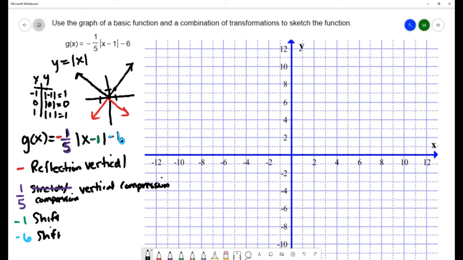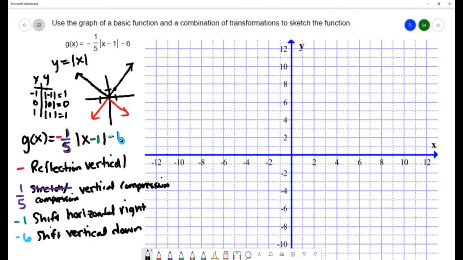With the shift, this first one, the -1, that's on the inside. Because it's on the inside, it's going to be horizontal. And horizontal is either going to be left or right. This is a minus, so it's going to be to the right. Then we have the -6. The -6 is outside of the absolute value. And so that is going to be a vertical shift. It's minus, so it's going to shift down.